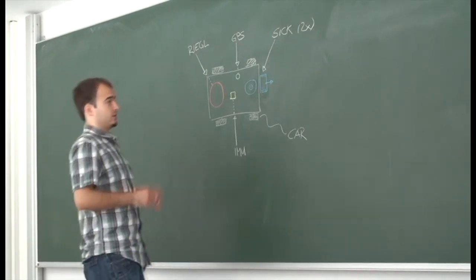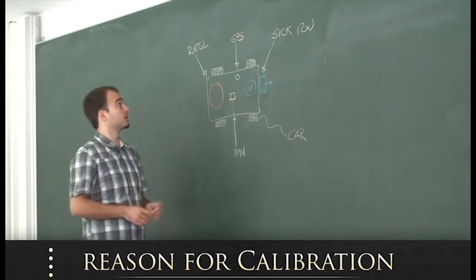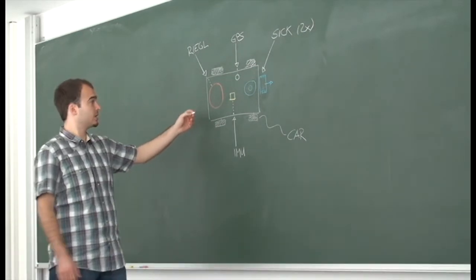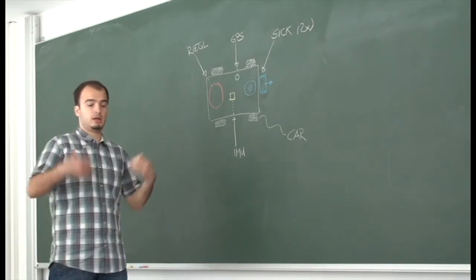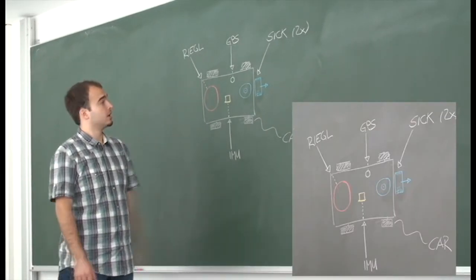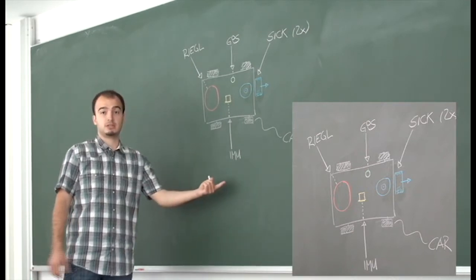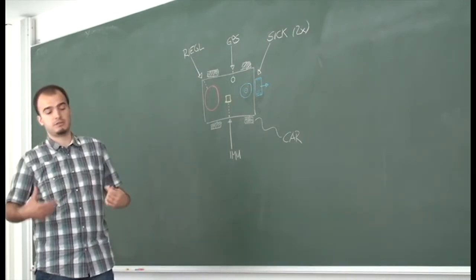Okay, so as we said, the car is equipped with several sensors. For example, the Riegl, which is the biggest sensor, and records points and the distance to them. The other sensor is the GPS, and we have two SICK sensors, and the last but not least is the IMU sensor. So all of these sensors give us some data.